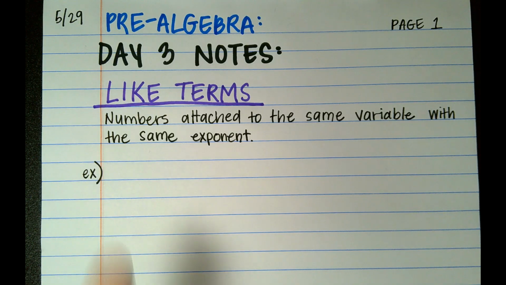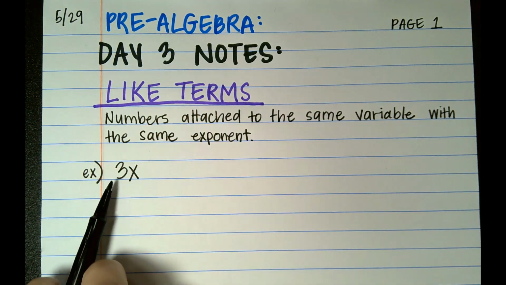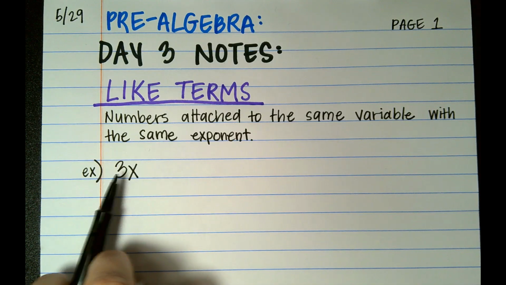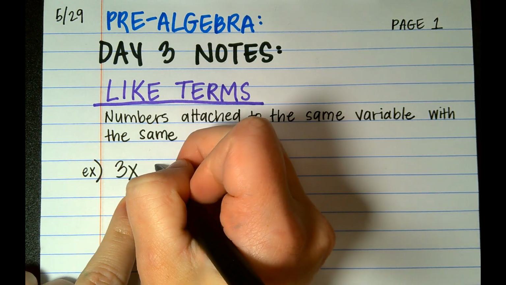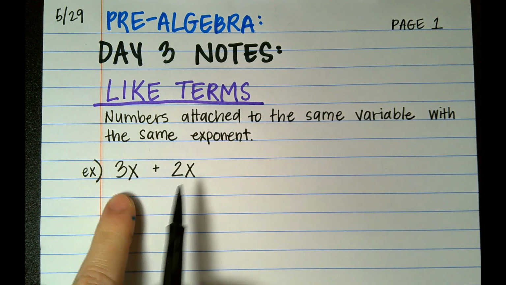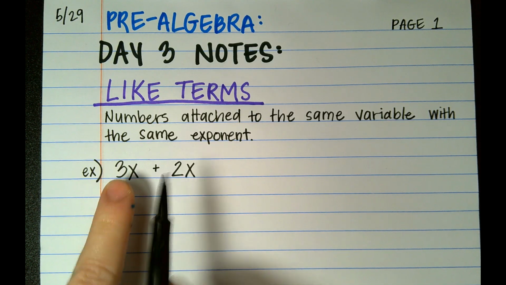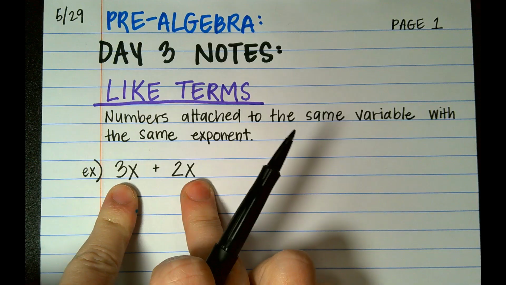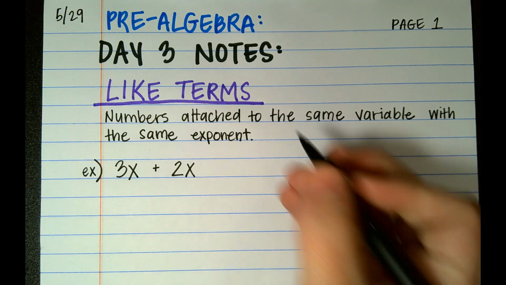So when I say numbers attached to the same variable, attached is meaning like when you see something like 3x. 3 is attached to x. 3x is a term. 3x and let's say 2x. These would be considered like terms because they both have x. They have the same variable. So these are like terms.